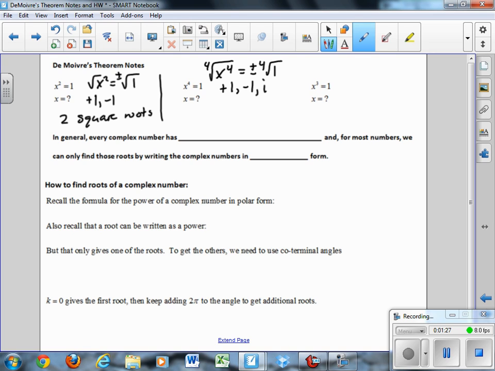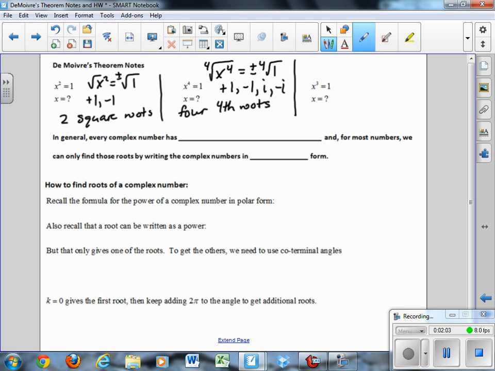Can you think of another one that might be another solution? Negative 1. I already have negative 1. 1. I have 1. No? Negative i. Negative i, because if I raise a negative number to an even power, it makes it positive. So just like i squared is negative 1, i to the 4th is 1, and negative i, the quantity, to the 4th power would also be 1. So there are actually 4 solutions to this. So we can say that it has 4 4th roots.